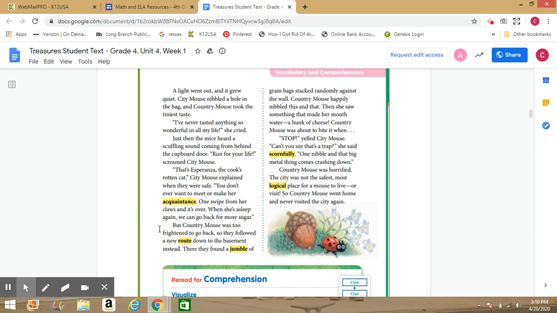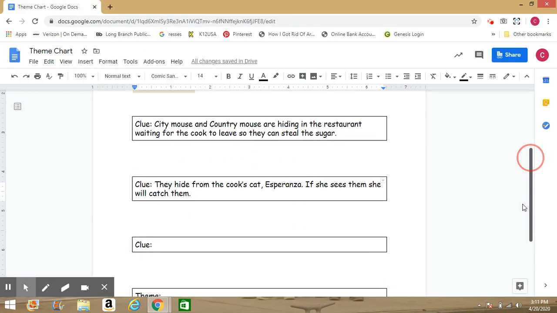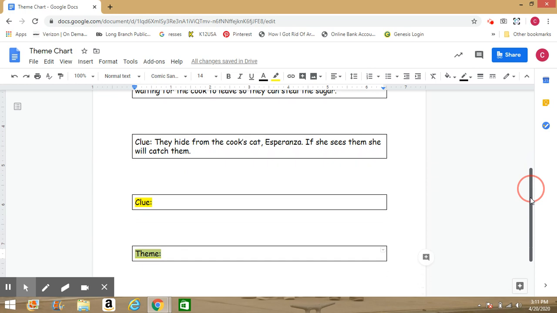So what you're going to do now is start from right here, from "But Country Mouse was too frightened to go back," and you are going to reread the rest of the story on your own. When you are done, you are going to find one more important event to add to your theme chart. I'm going to highlight the two parts that you are going to finish. You are going to think about the clues in the story, what we know that's happening. You're going to find one more important clue, and then you are going to write down in words what you think the theme of the story is.